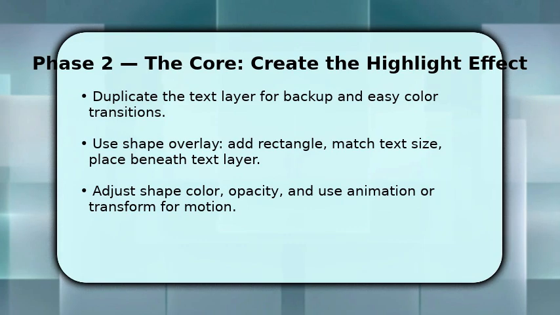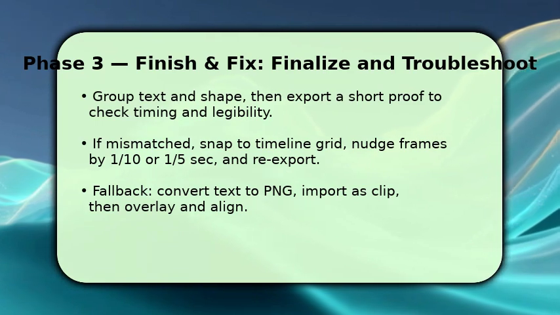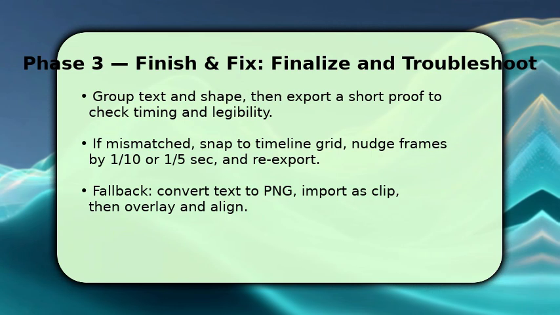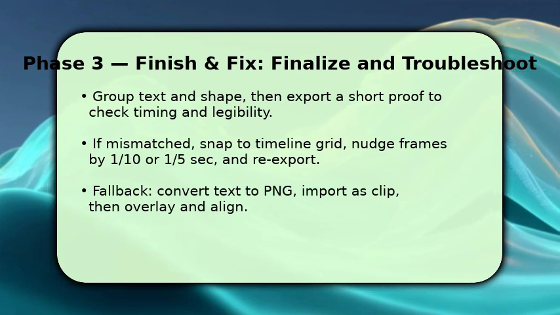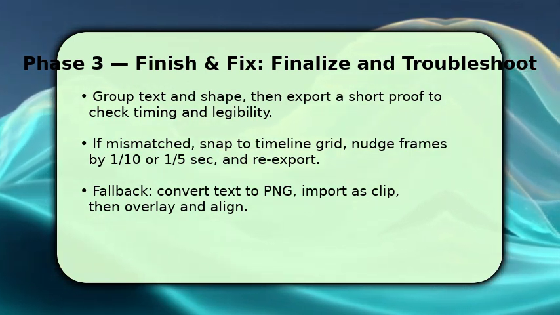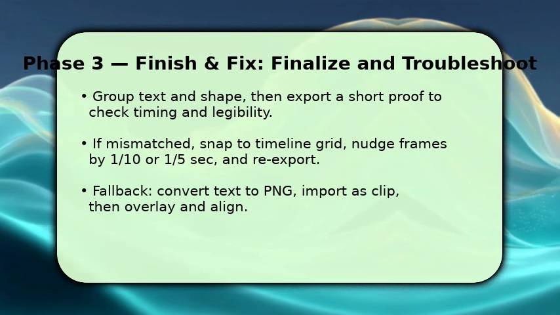To finish, group the text and shape so they move as one and render a short proof clip to confirm timing and visibility. If the highlight is off, make small timeline nudges, 1/10 or 1/5 of a second, to sync with audio and motion. If Clipchamp's text spacing breaks, export the text as a high-resolution PNG and re-import it as an overlay to lock spacing.